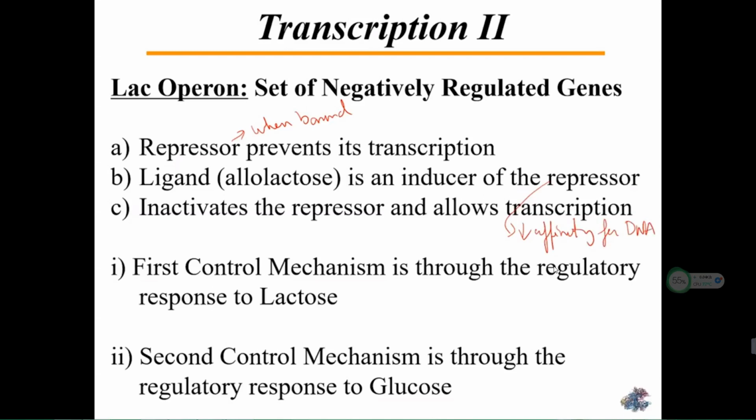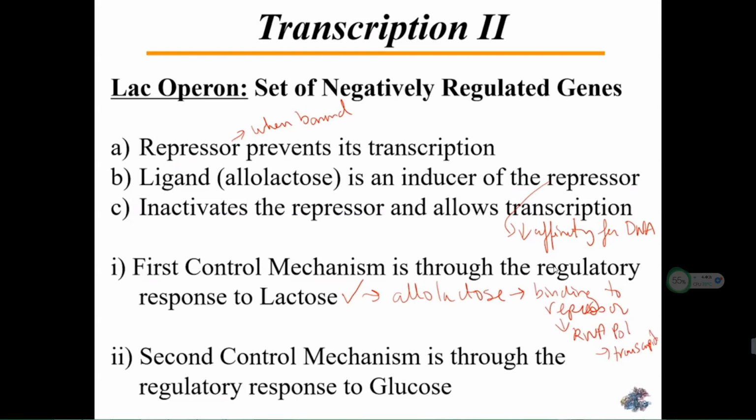So we basically have just described the first control mechanism through the regulatory response to lactose, which basically is the synthesis of allolactose, the ligand binding to the repressor protein, and then allowing for RNA polymerase to carry out transcription. Okay.